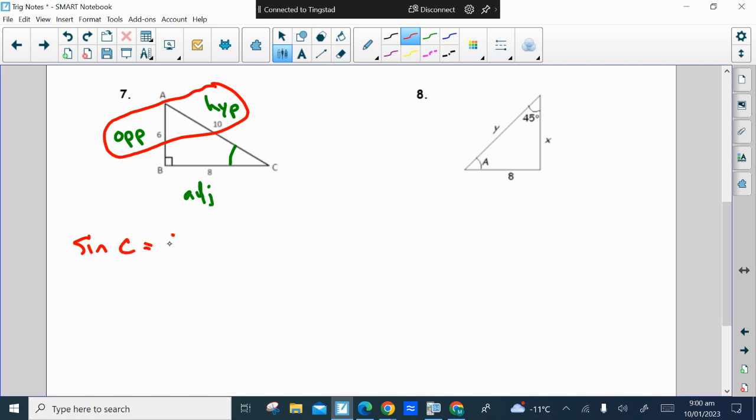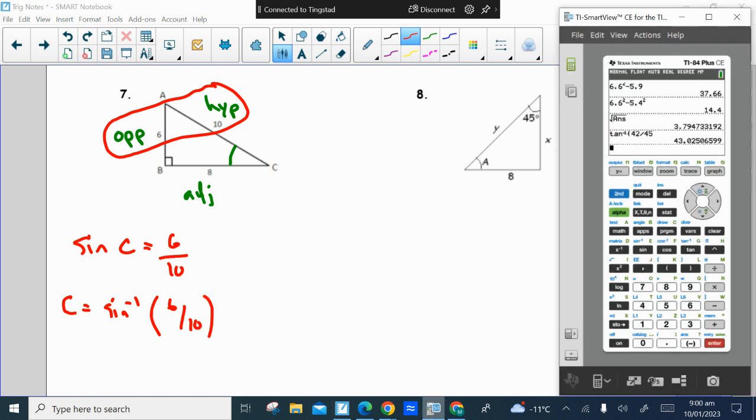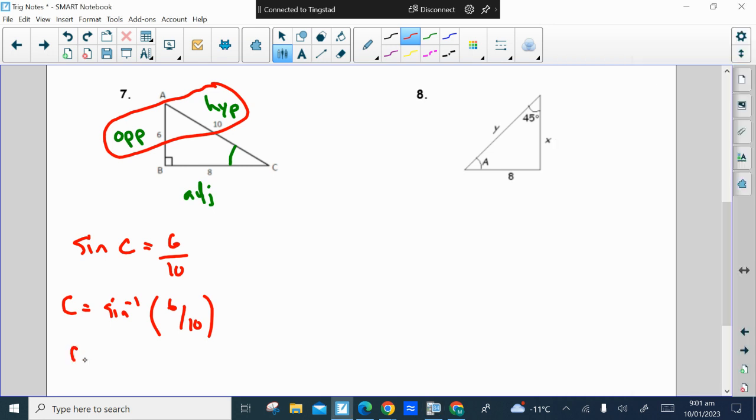So the sine of angle C would be 6 on 10. And then to find out what C is, we have to go sine to the negative 1 of 6 on 10. So second function sine of 6 on 10 would be 36.9 degrees when we round it. Okay, so that is the measure of angle C, 36.9 degrees.